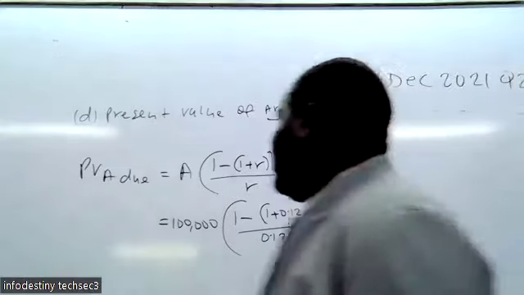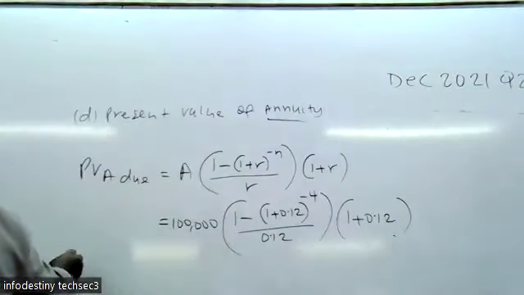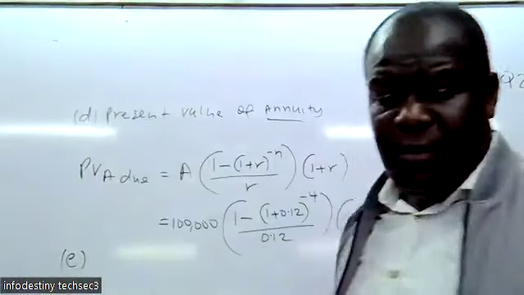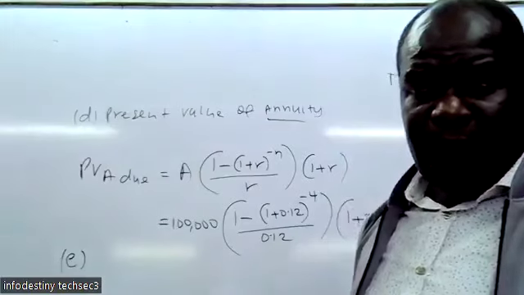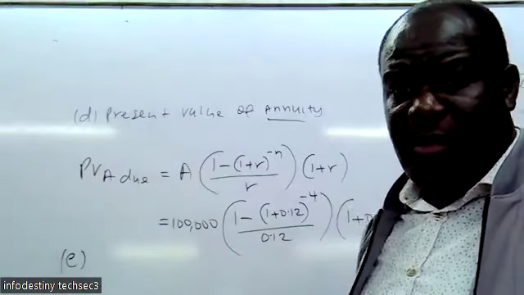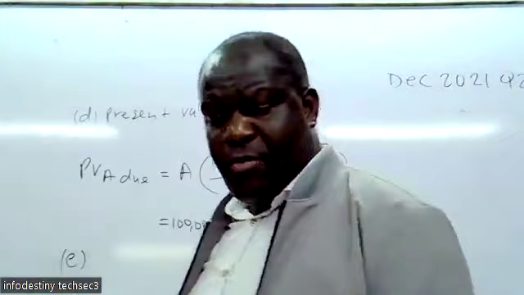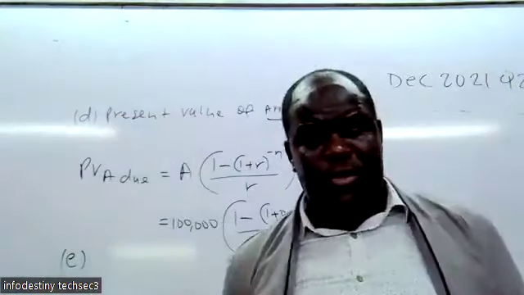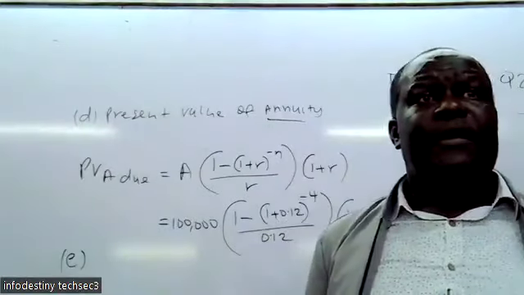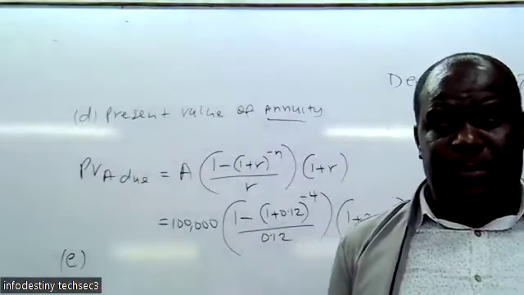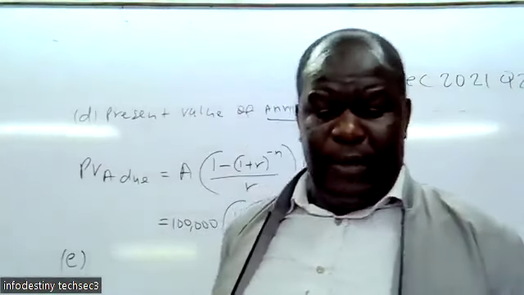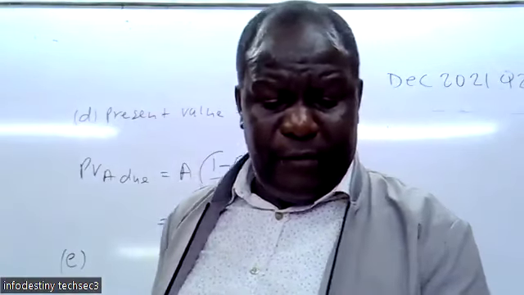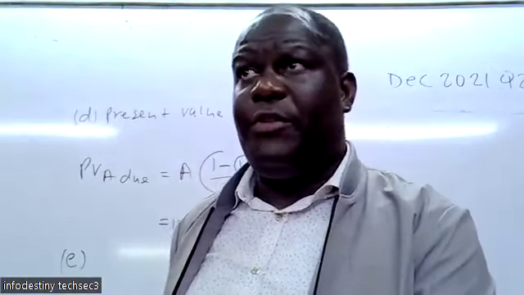Now I want us to go to E. So that was D, we now go to E. E should be the present value of the annuity in perpetuity.